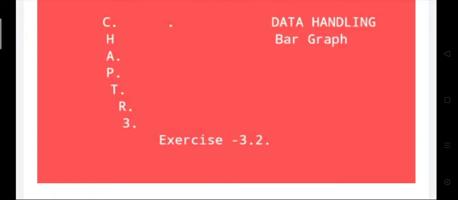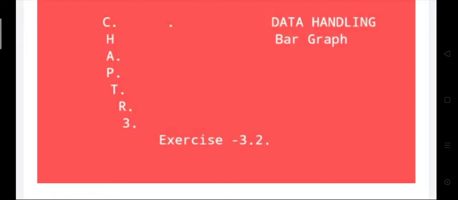Student, today we are going to discuss some questions from the topic of bar graph, which belongs to the chapter data handling. Student, in the last video we have studied the basic structure and the idea of bar graph, and I hope you understood everything clearly and have no doubt. So student, let's start today's topic.